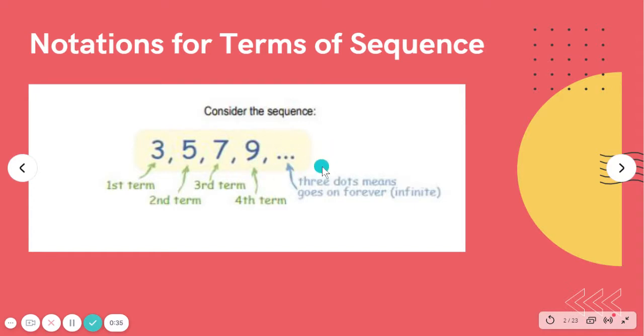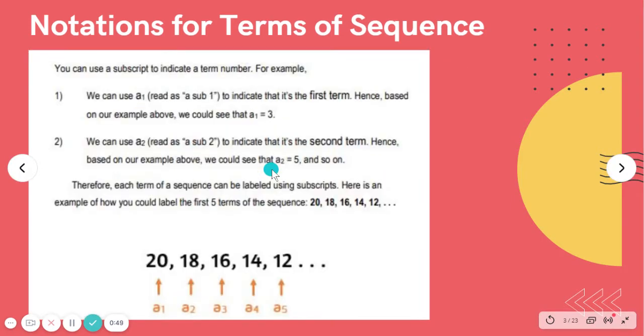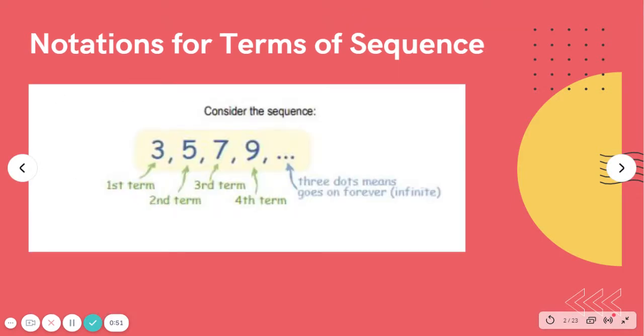So ang tawag natin sa 3 dots na yan, that is the ellipsis. Anong ibig sabihin yan? Meaning to say na hindi dyan nagtatapos ang terms. Ibig sabihin, meron pang katuloy yung term na 9. So it only means that our sequence is infinite or it goes on forever.